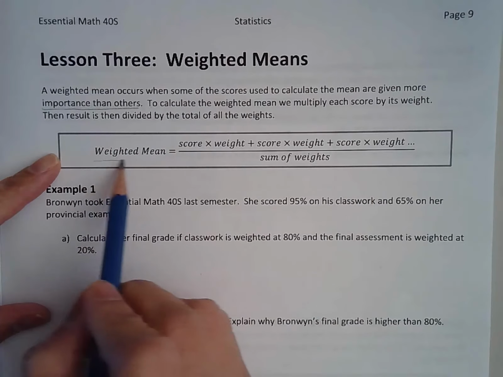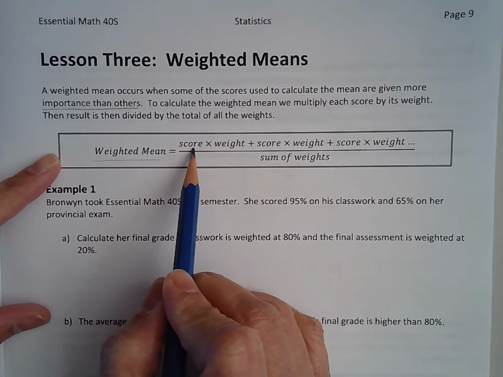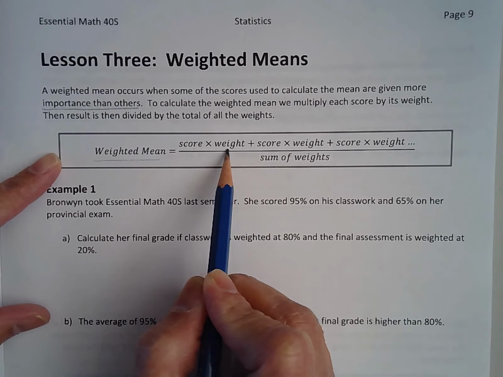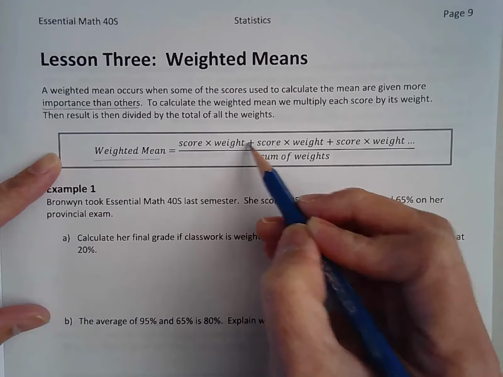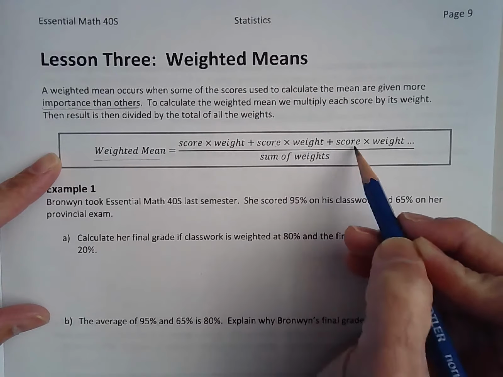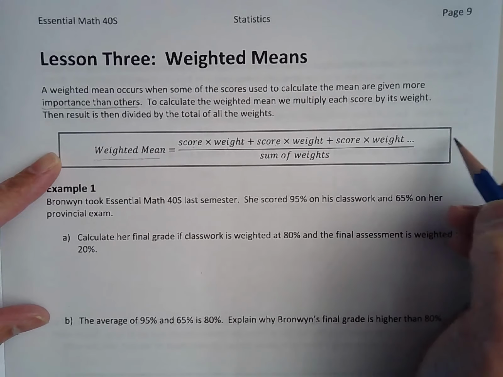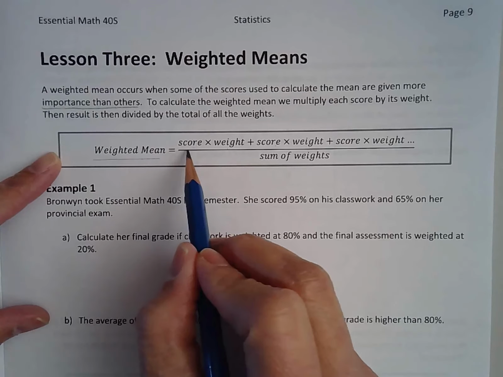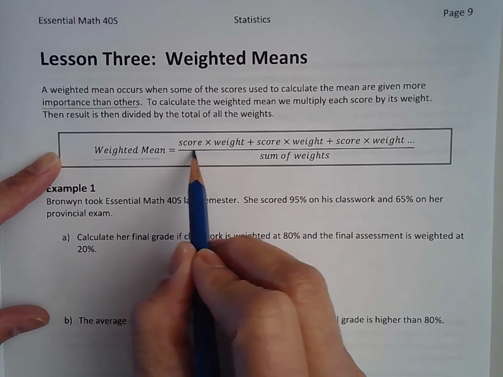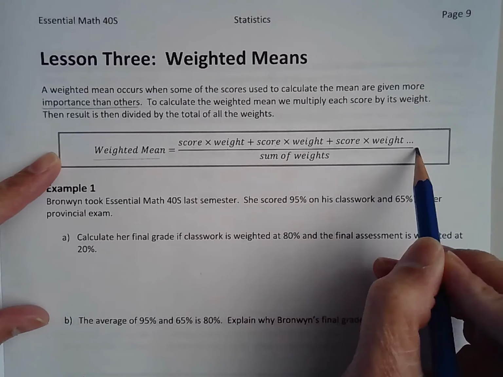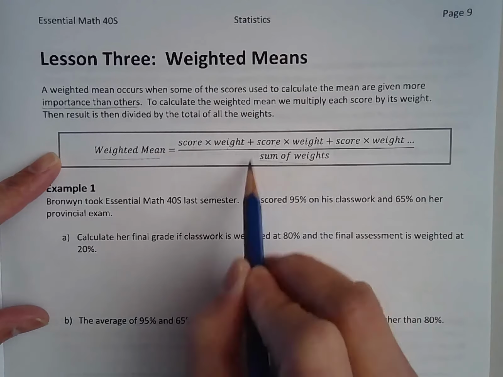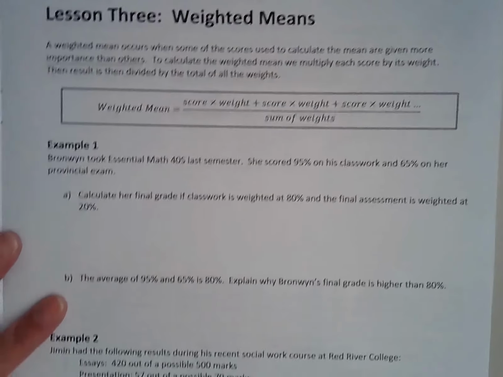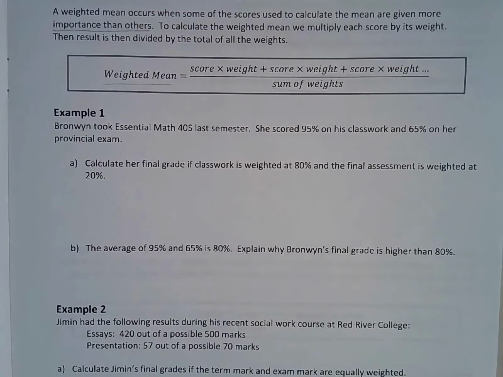Okay, so weighted mean: score times the weight, plus score times the weight, plus score times the weight, and then you keep going until you're done everything. Okay, and all of that, can you see this? All of that has to be divided by the sum of the weights. So let's take a look.